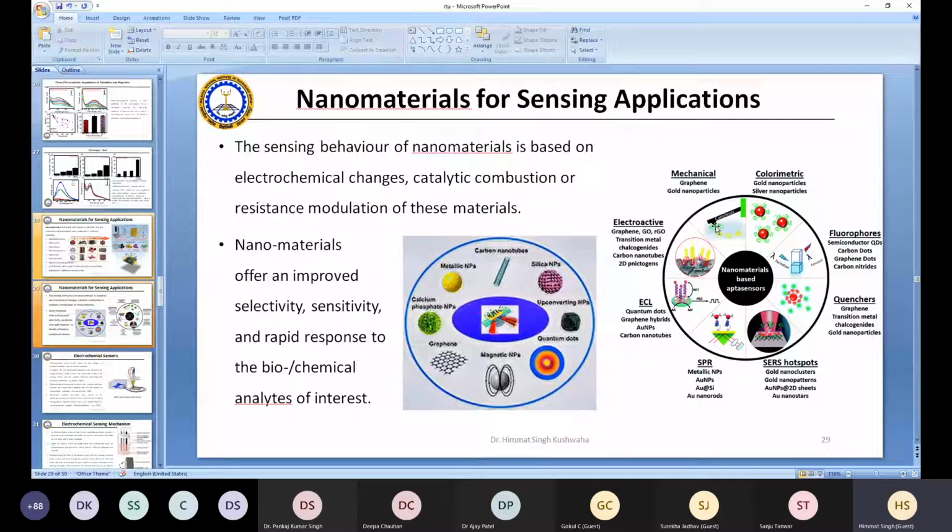Nanomaterials mainly have high selectivity, high sensitivity, and rapid response to biochemical analytes. They also have high adsorbability due to their surface area. That's why they are promising candidates for sensing applications.